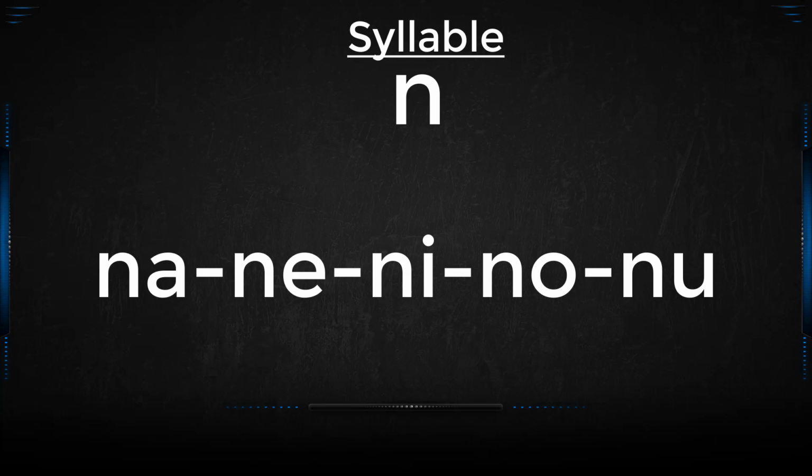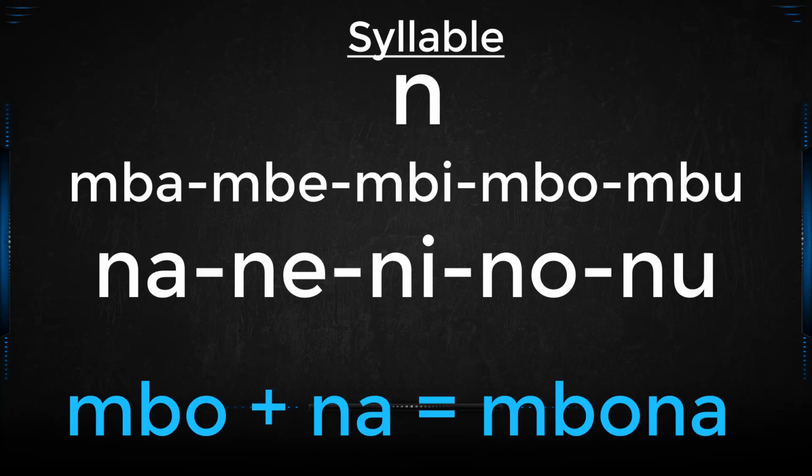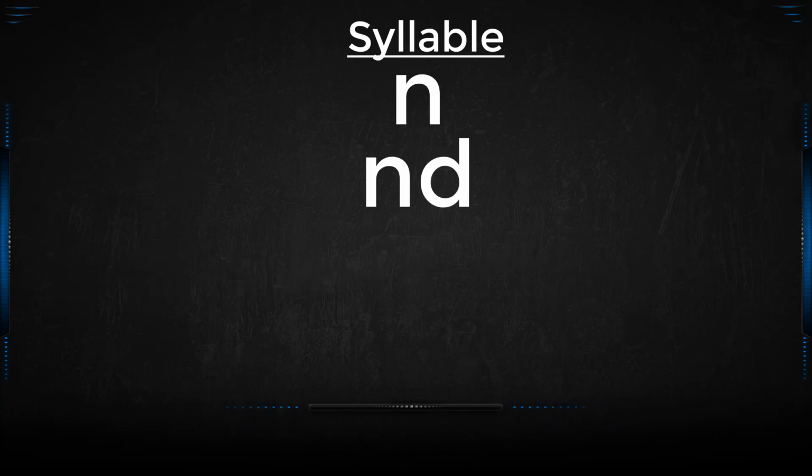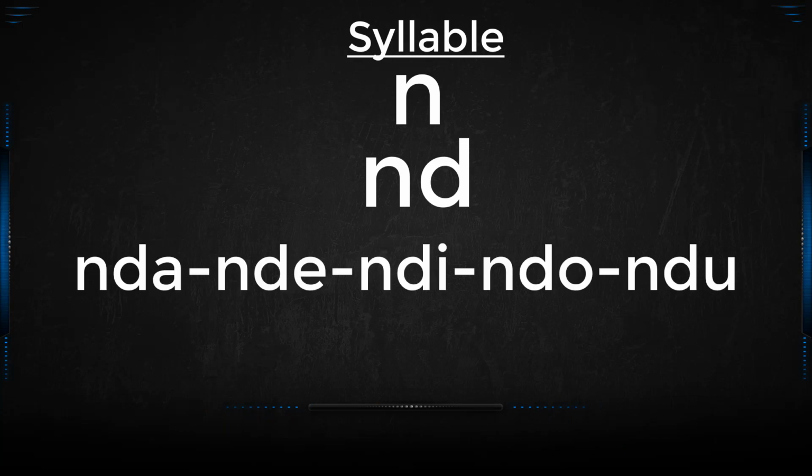So an example from different consonants, like you remember we had ba, be, bi, bo, bu. If you have bo, and then we add na, it will form the word mbona. Mbona simply means why. The letter N can also combine with another consonant, which is D, to form nda, nde, ndi, ndo, ndu.